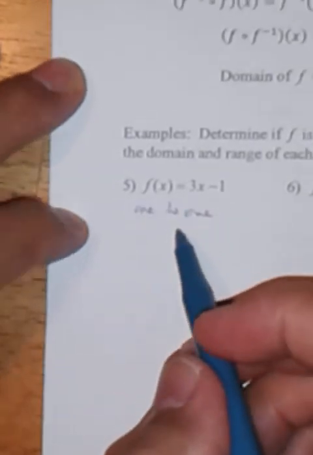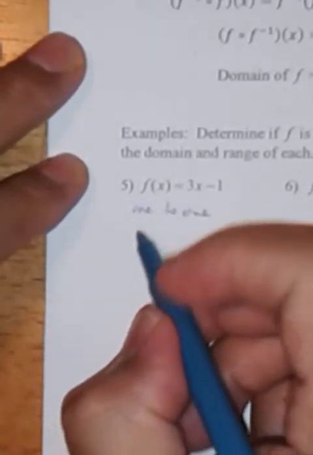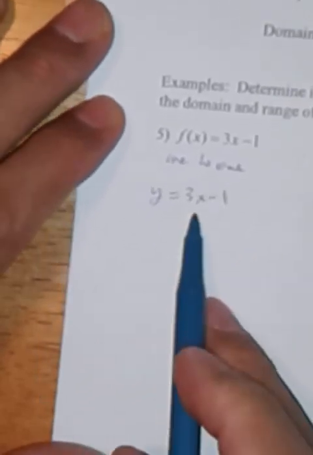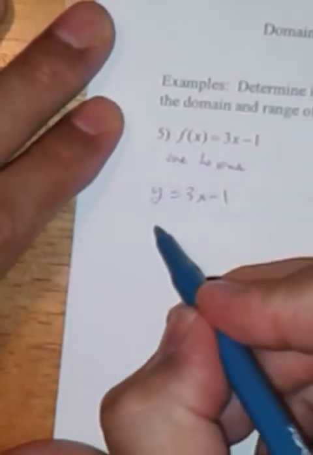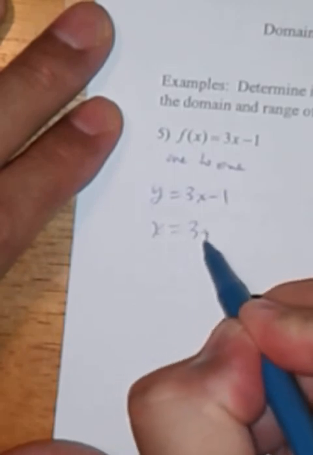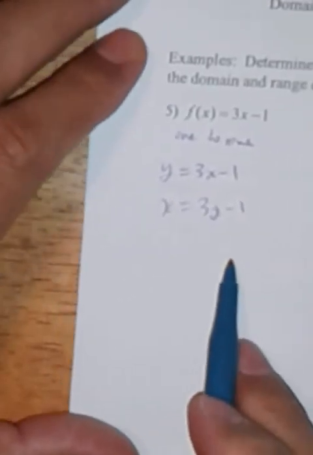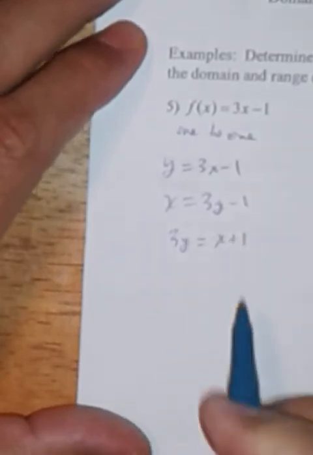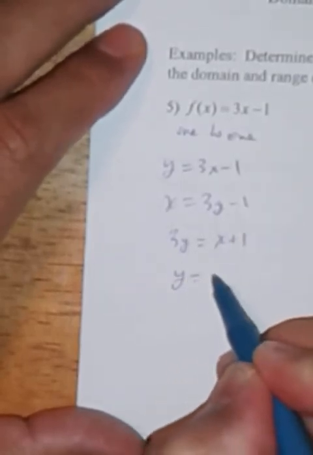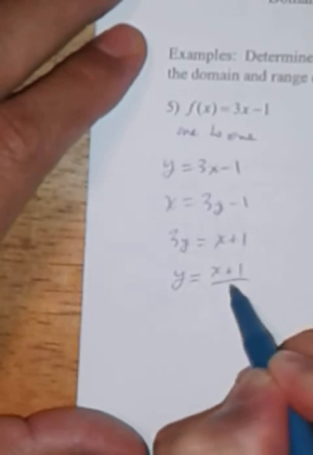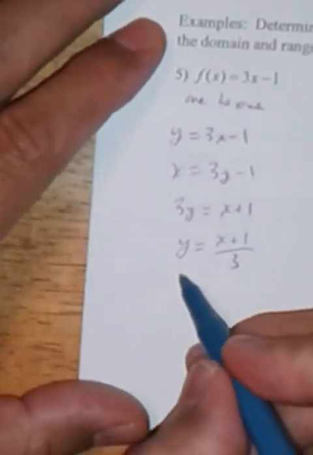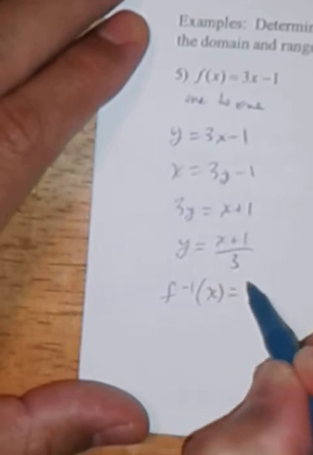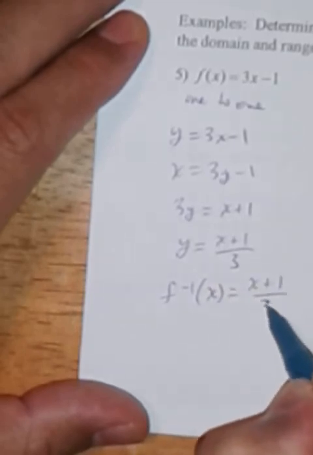So let's go through those steps again. First, replace f of x with y. Switch x and y. So this will be x equals 3y minus 1. Solve for y. So I'm going to add 1. So I'll have 3y equals x plus 1. Divide by 3. So I'll have y equals x plus 1 over 3. Okay, and then call y f inverse. So f inverse of x equals x plus 1 over 3. There we go.